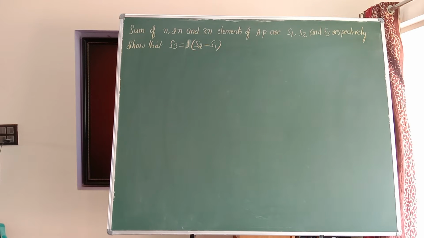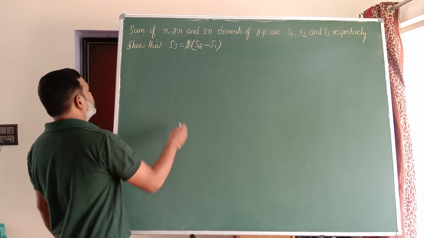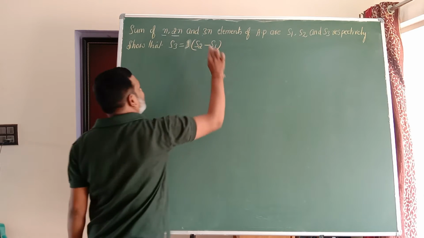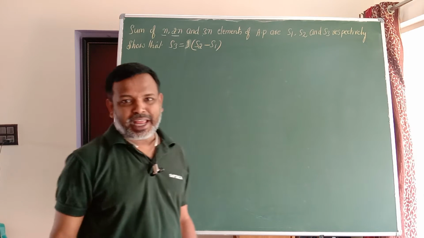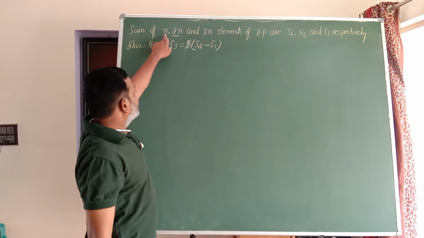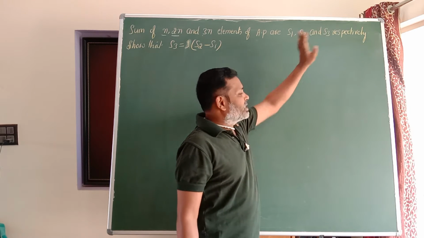Dear student, look at this very important problem. Very important. What's the question here? Sum of n, 2n and 3n elements. Instead of terms, they are using elements. No problem at all. What are they given? Sum of n, 2n and 3n elements of an AP are S1, S2 and S3 respectively.